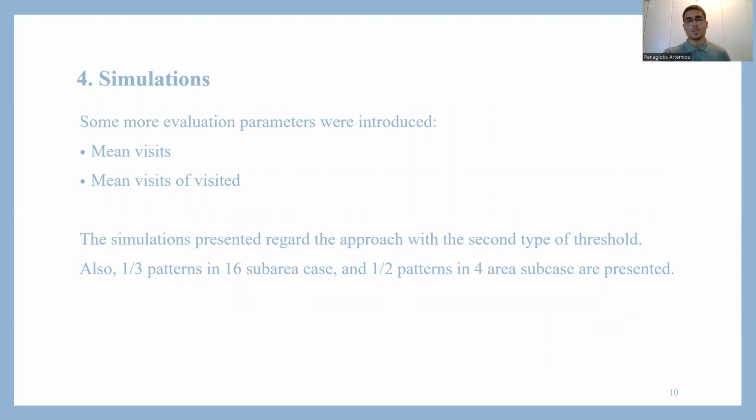For the simulations, we introduced 2 more evaluation parameters, the mean visits and mean visits of visited cells, which can help us know the efficiency of the path. Also, the simulations presented below regard the second approach of the threshold, which is giving the robot a certain amount of steps to perform and evaluating its performance by the coverage percentage.